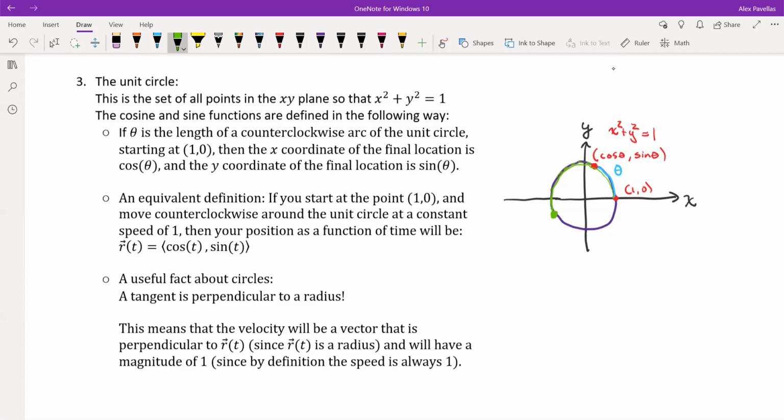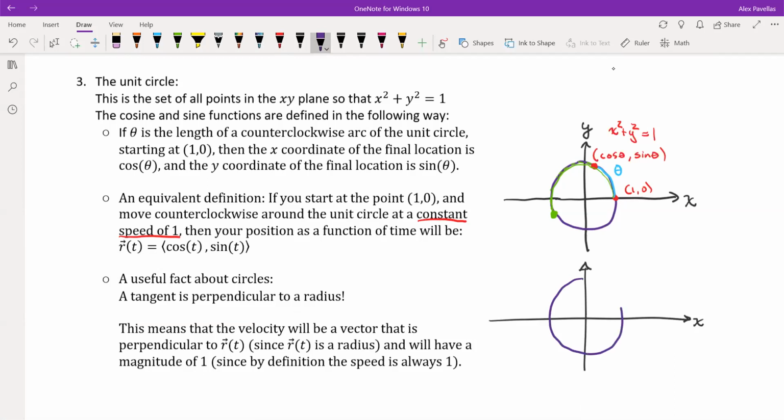Interesting. So an equivalent definition here. Now we're on this second bullet point. Rather than talk about arc length along the unit circle, we could talk about position as a function of time. Because if I travel a distance 1 in time 1, then I'm going at a constant speed of 1. So this is going to be this thing, a constant speed of 1 right here. It's the same definition. I'm just recasting it in more physics-type language.